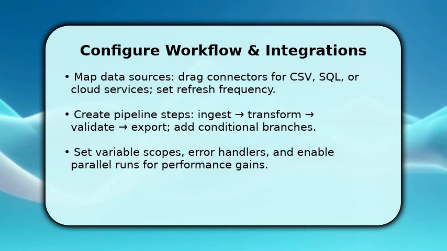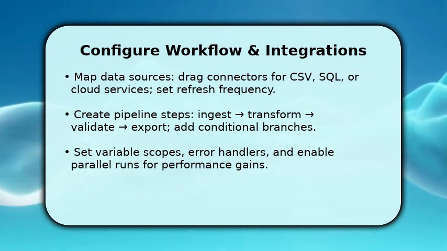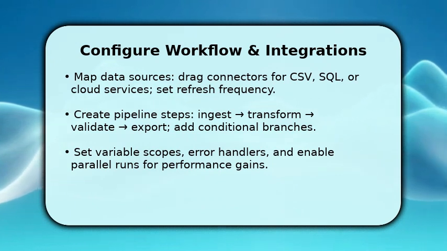Make sure to scope variables correctly and attach error handlers to catch failures early. Also, enable parallel runs when processing large batches to improve throughput. Doing this balances speed against resource limits.